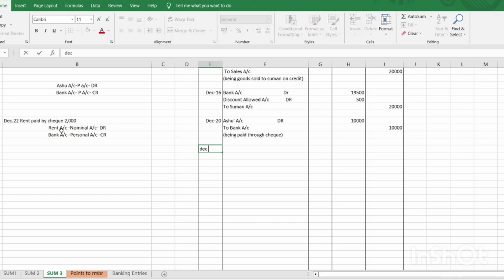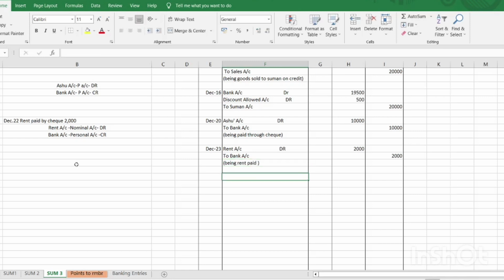So let's make an entry for the same. On December 23, rent account debit to bank account. If we had paid it in cash, cash should be mentioned. 2,000 rupees, being rent paid.